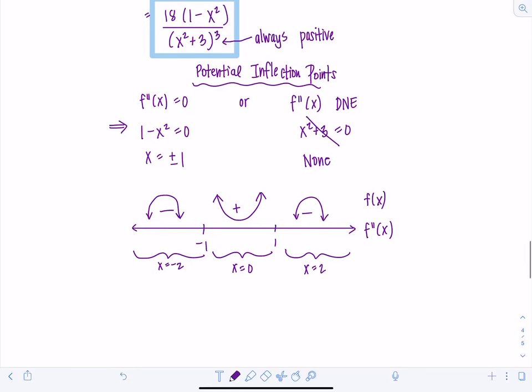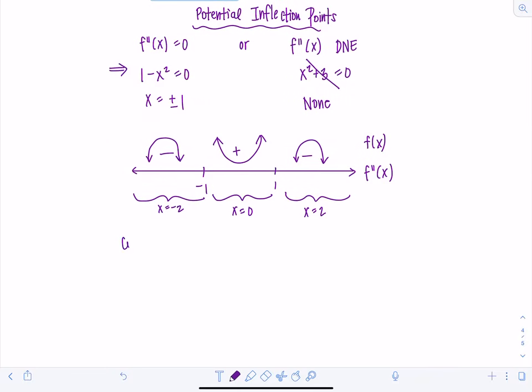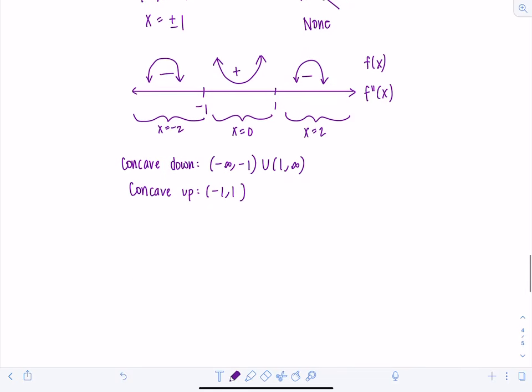All right, so we can list our intervals of concavity. The function is concave down from negative infinity to negative 1, union 1 to infinity. They have to be in order from left to right. And then the function is concave up from negative 1 to 1. And what does this mean? That I have 2 inflection points, right? There was a change in concavity. So I have inflection points f of negative 1 and f of positive 1.